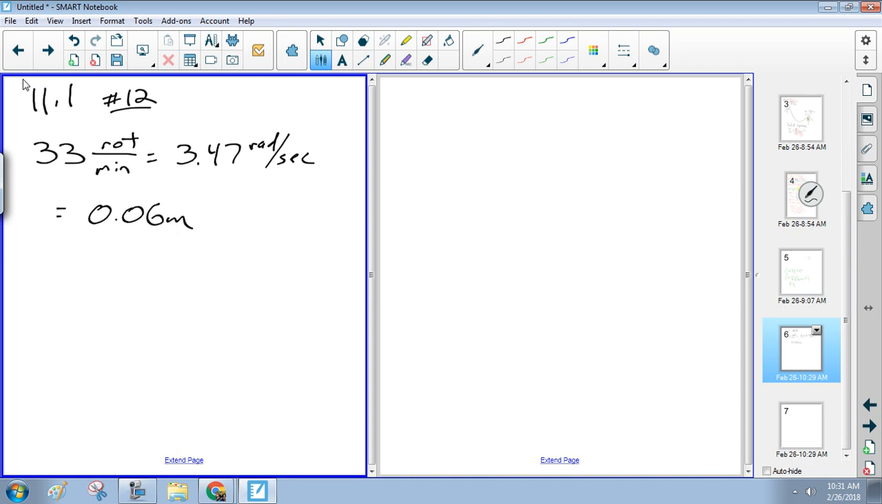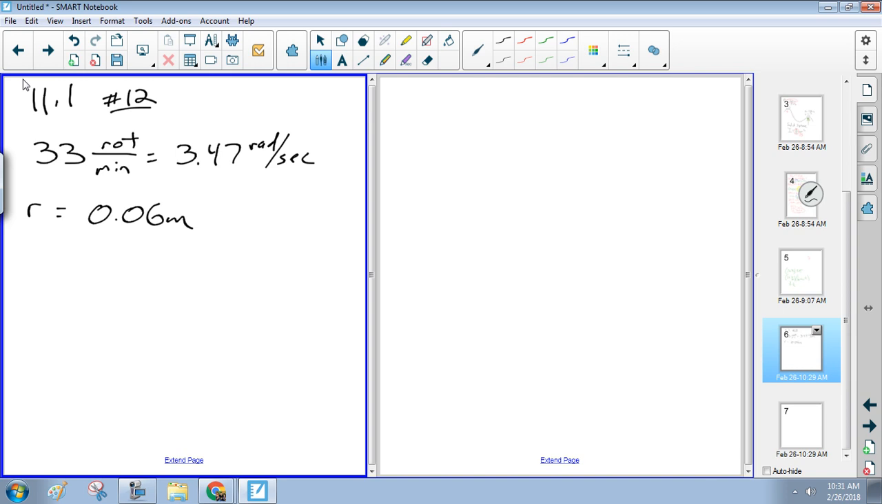Why is that important, you guys? What's that a measure of? Good. That's the radius of rotation, right? What is this 3.47 radians per second a measure of, you guys? Angular velocity, right? So remember, frequency and angular velocity really measure the same thing. The only difference is your units. The frequency is rotations per minute or per second or whatever. Angular velocity is usually understood to be radians per second.